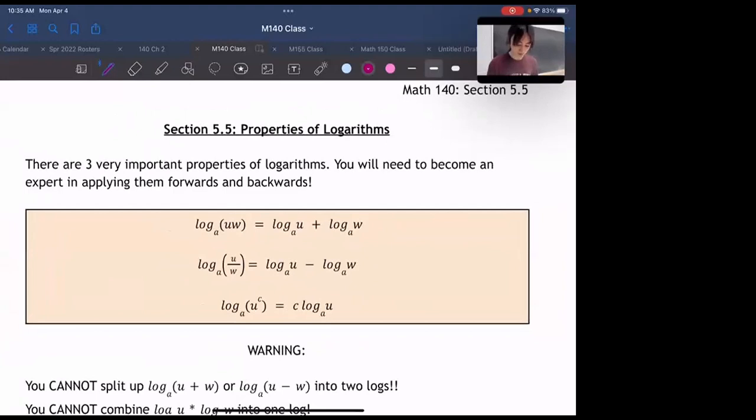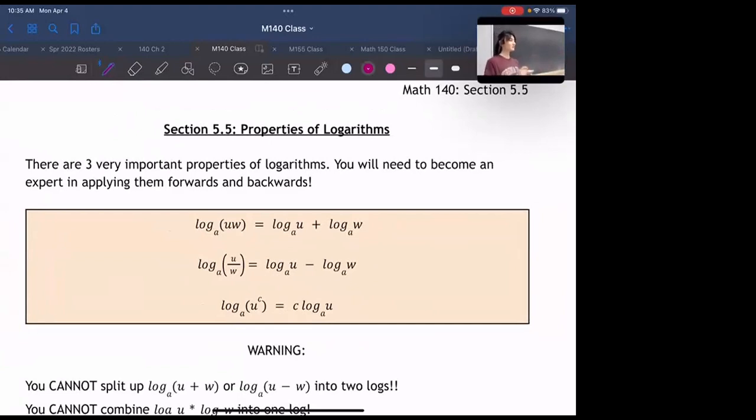And let's go through some of these here. So we've dealt with logarithms. We know how to solve them. We know how to solve equations that involve logarithms. Now what we're going to do is look at how we simplify logarithms.